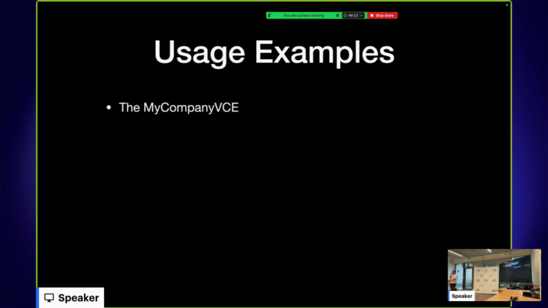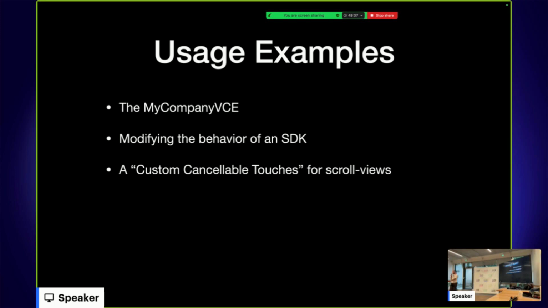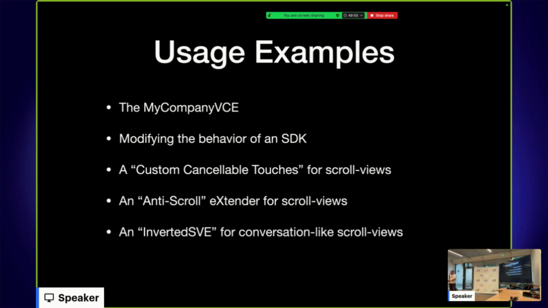Anyway, use this example. As I told you at the beginning, my company view controller extender tweaks the design of your app automatically on any of your view controllers, modifying the behavior of an SDK again. Custom cancelable touches for scroll view, like I told you, anti-scroll extender. This is not needed anymore, but basically the idea is to have a subview of a scroll view which doesn't move when we scroll, but now we can do that with constraints, so it doesn't matter.